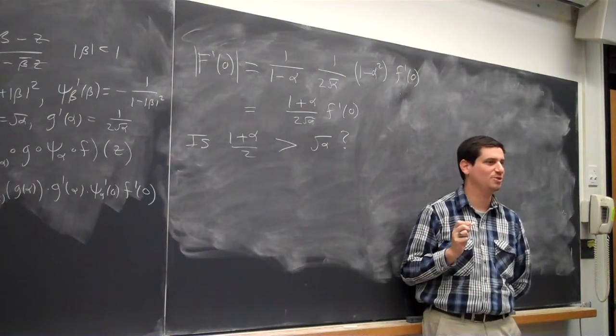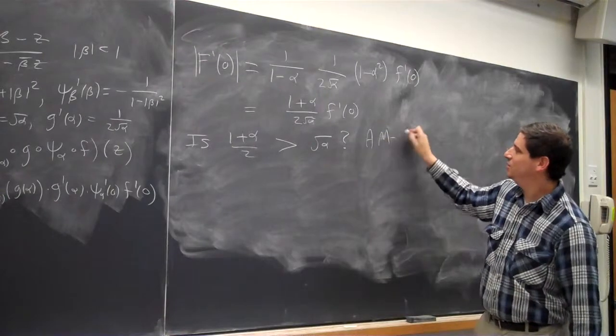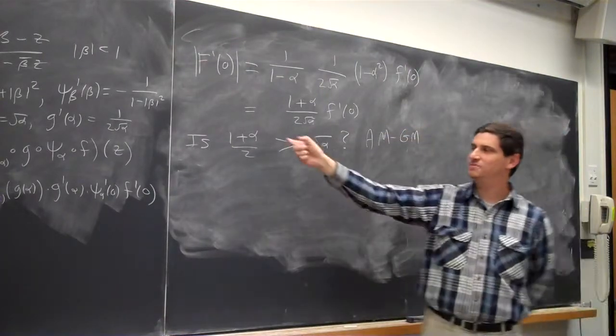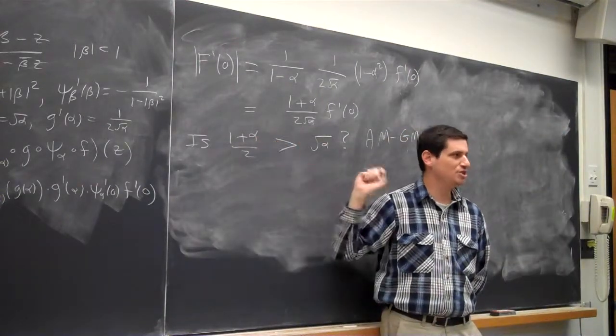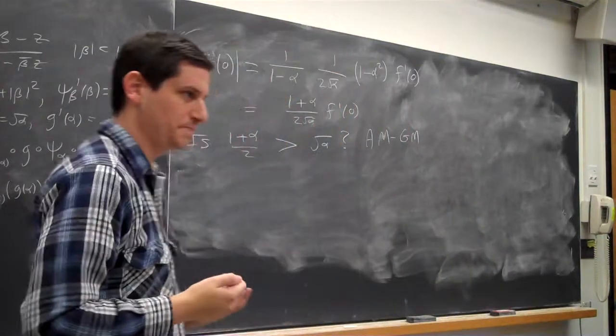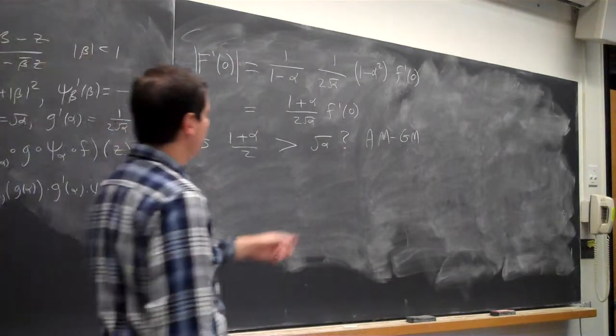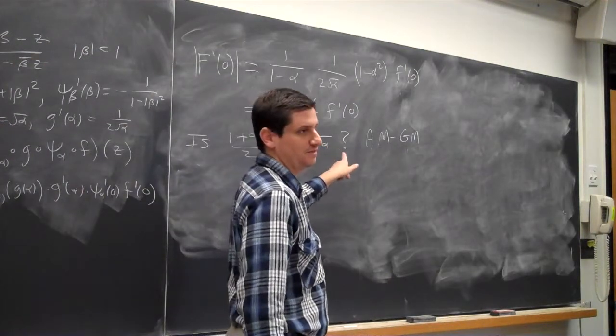There's a name for this inequality. This is one of the most famous inequalities in all mathematics: AMGM, the arithmetic mean geometric mean inequality. The arithmetic mean of two numbers is greater than or equal to the geometric mean of the two numbers, and equality only holds if they're all the same. How should I really write square root of alpha?